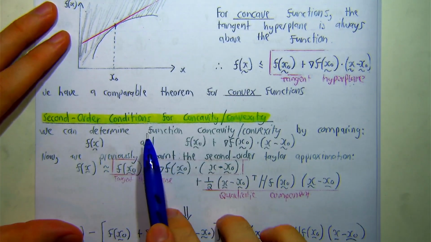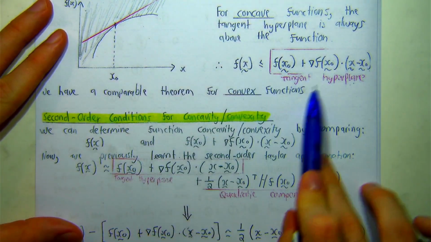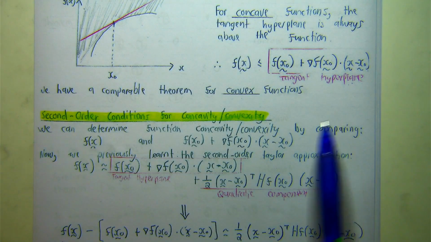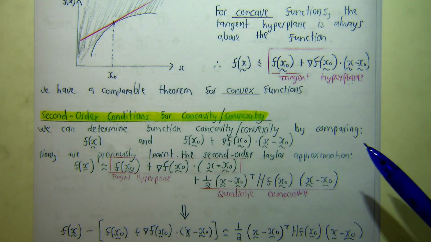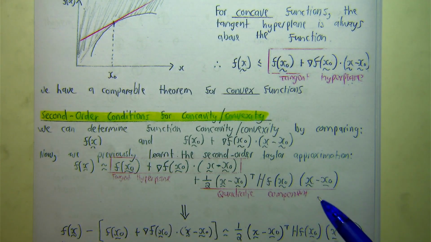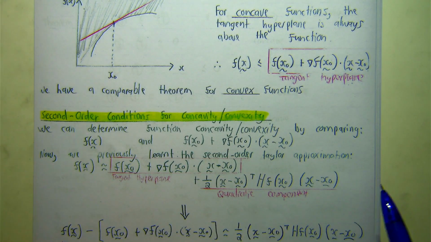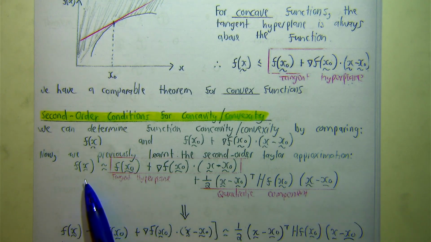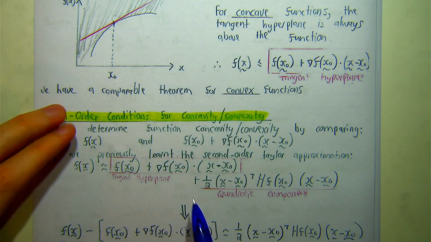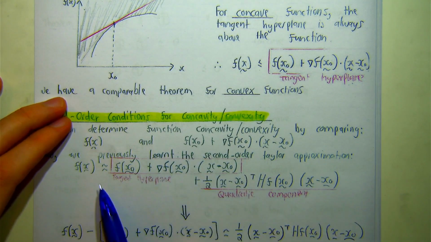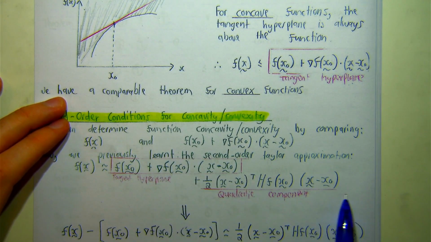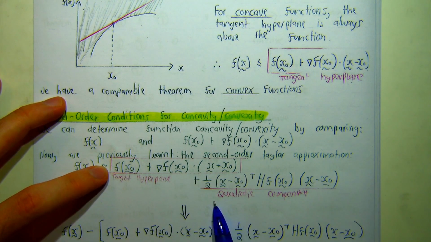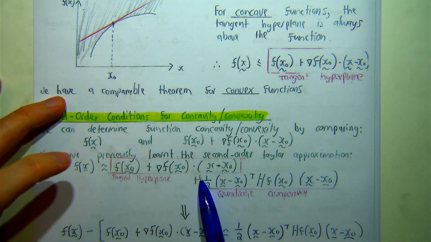Okay, so our second order conditions for concavity and convexity are related to this idea. We can determine a function is concave or convex by comparing the function to its tangent hyperplane. And previously, well, maybe not in this video if you've seen previous videos, we've looked at the second order Taylor approximation, and a function can be approximated by the second order Taylor approximation of this. So f(x) is approximately equal to this, and the first part of this Taylor approximation is the tangent hyperplane, and the second part of the approximation is the quadratic component here.